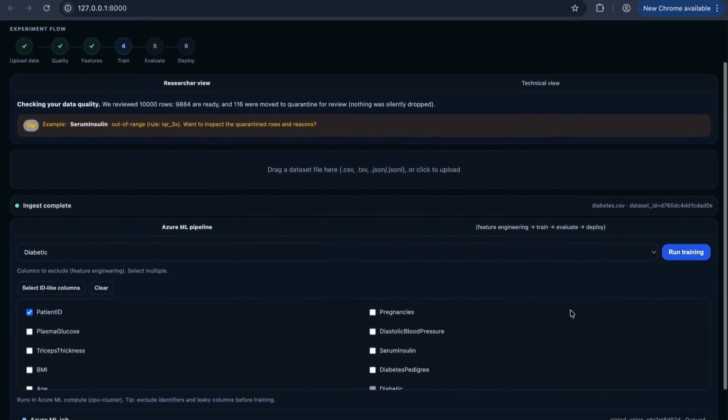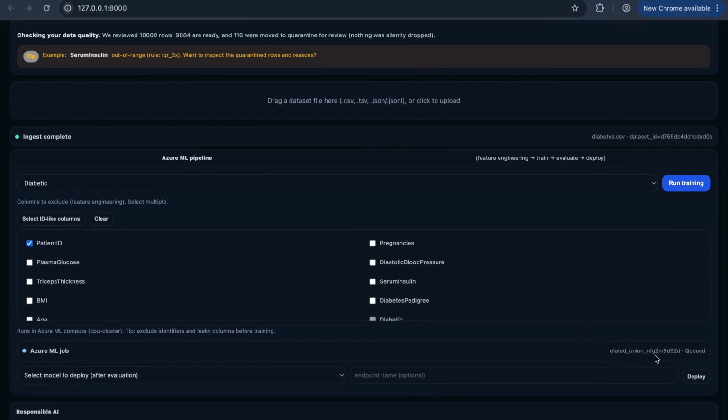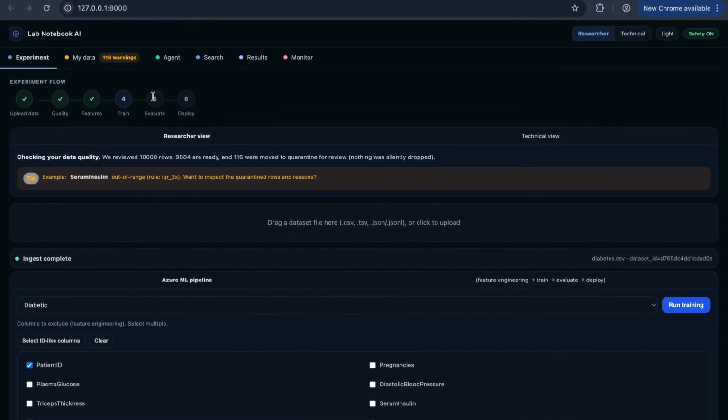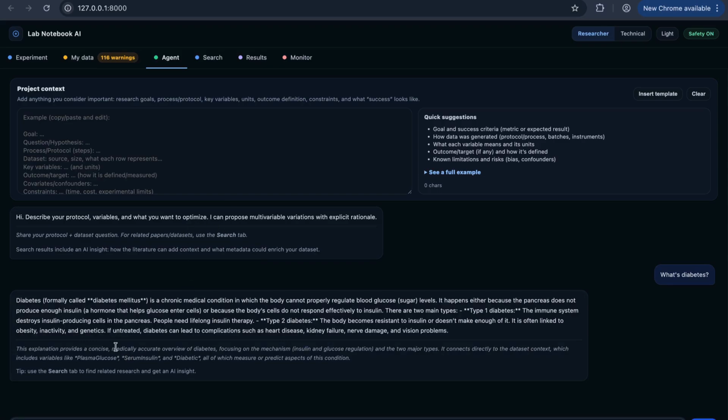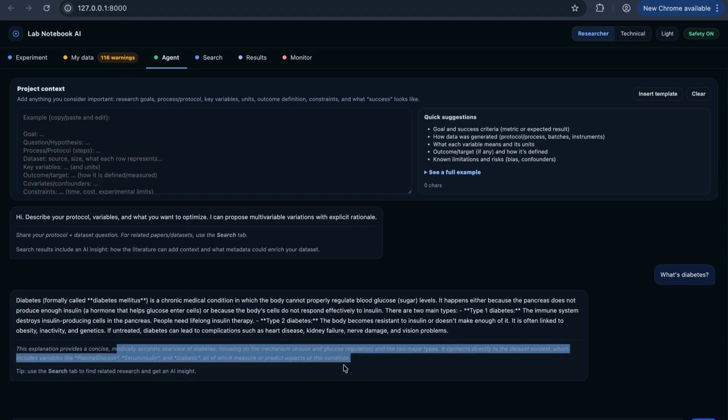Something we can look at while our dataset is training: we can show here in the agent tab, where we can give it context about what we are looking for, and also ask questions. What's diabetes, for example? That's a simple question, but this has an LLM, so it can answer those questions and also give us the reasoning that it has.